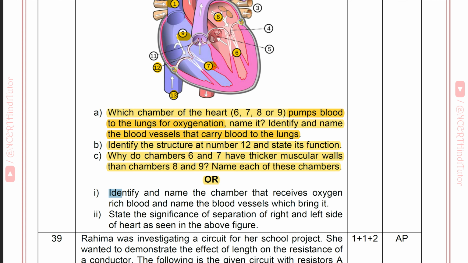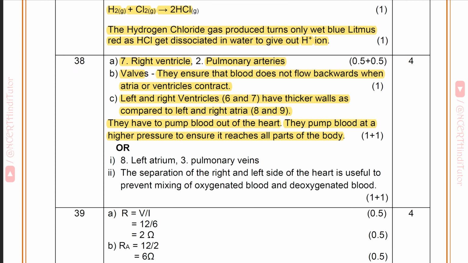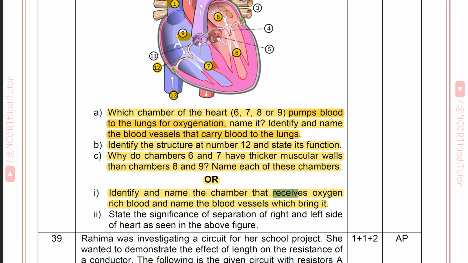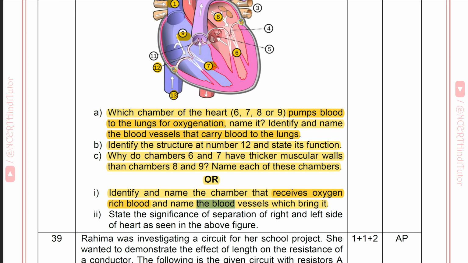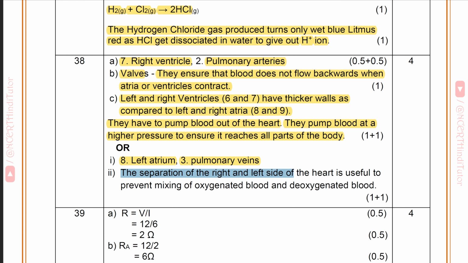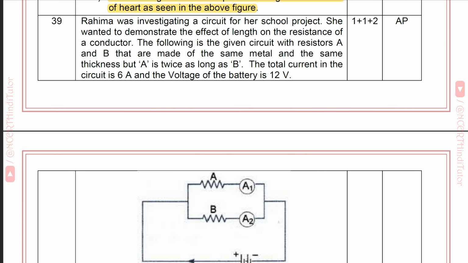Or first, identify and name the chamber that receives oxygen-rich blood and name the blood vessels which bring it. Answer. 8. Left atrium receives oxygen-rich blood, and 3. Pulmonary veins are the blood vessels which bring it. Second, state the significance of separation of right and the left side of heart as seen in the above figure. Answer. The separation of the right and left side of the heart is useful to prevent mixing of oxygenated blood and deoxygenated blood.